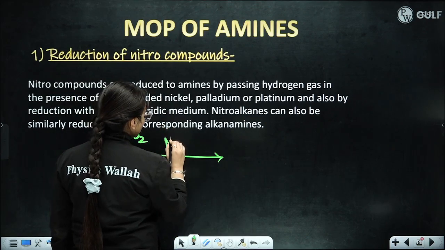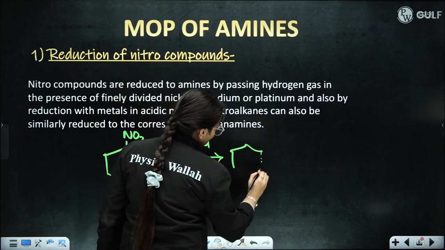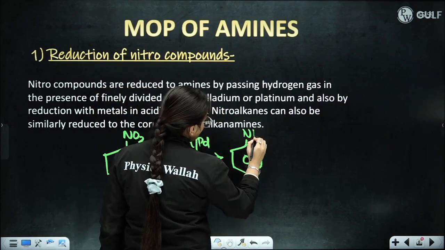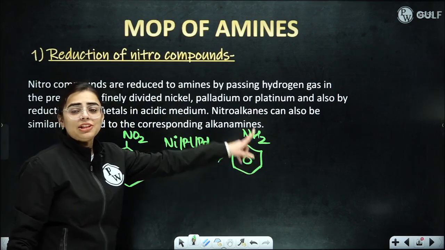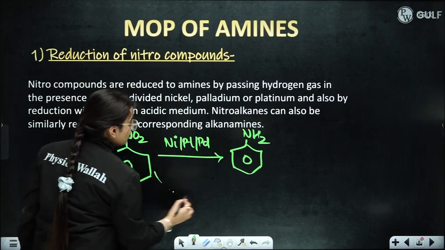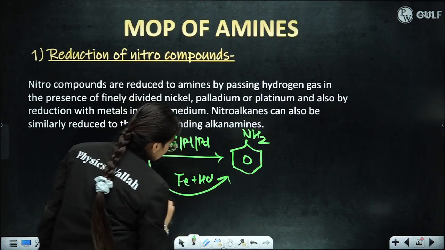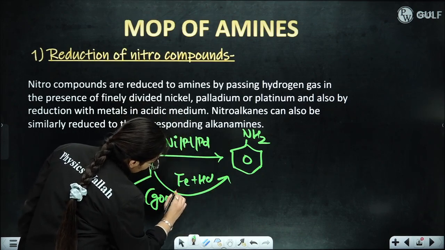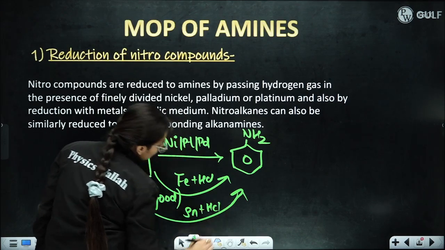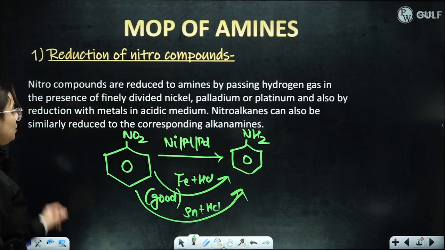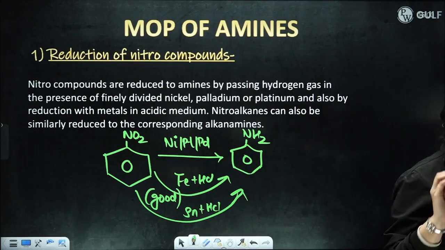You can create amines in the presence of nickel, platinum or palladium. Then instead of NO2, NH2 will come. So this is the preparation of a primary aromatic amine, that is aniline. You can even prepare it from nitro compounds with the help of Fe plus HCl, and trust me, this is the best way to prepare it. You can also prepare it with Sn plus HCl. Fe plus HCl is the best way to do that.